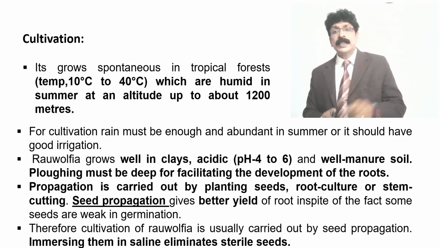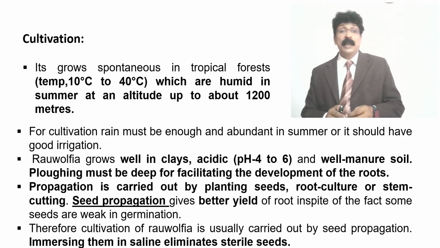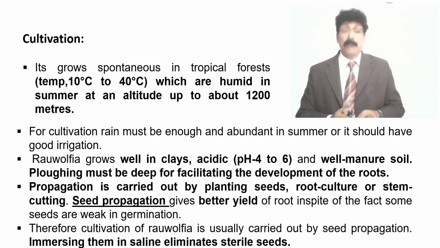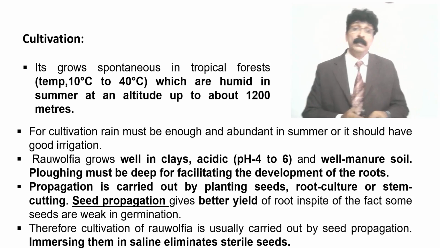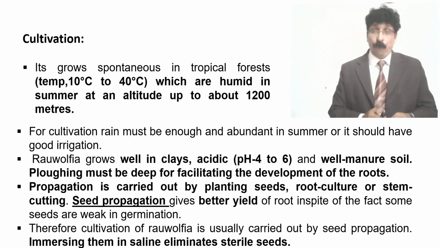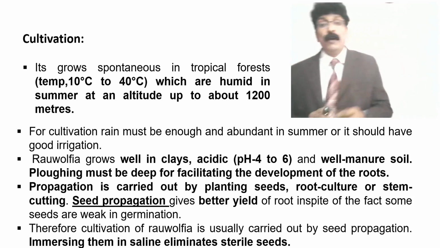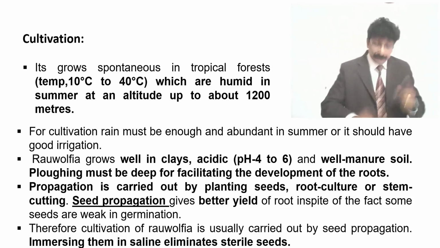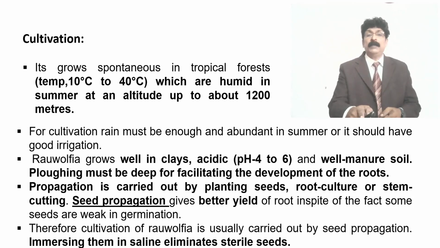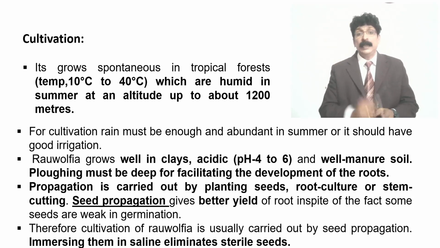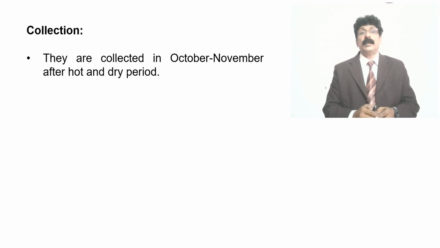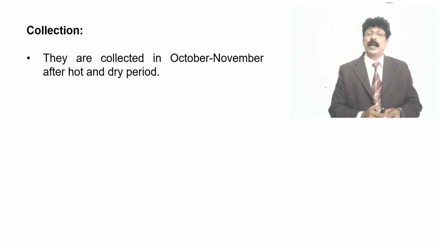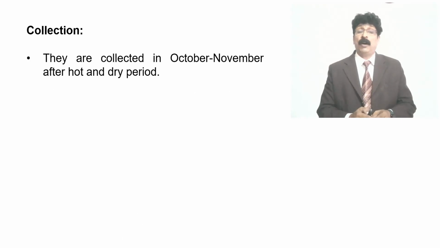Root culture or stem cutting can also be done, but seed propagation gives better yield of root in spite of the fact that some seeds are weak in germination. Therefore, cultivation of Rauwolfia is usually carried out by seed propagation, immersing them in saline water, which eliminates sterile seeds. Collection: they are collected in October to November after the hot and dry period.